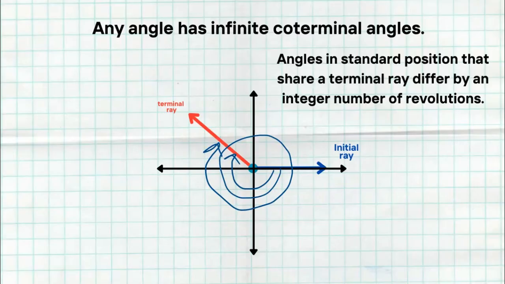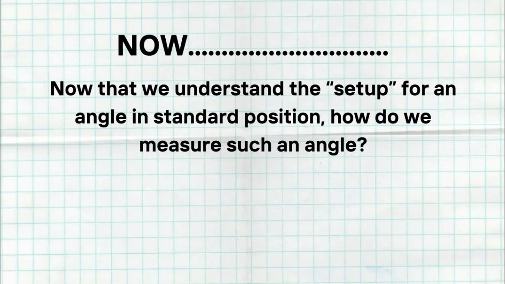All right, so now hopefully we have a good idea of the setup. We have an angle, vertex at the origin, initial ray on the positive x-axis, and our terminal ray ends wherever it wants to end. Then we have the angle that gets us there, and we could get a positive angle or a negative angle. We can go around and around, backwards, forwards, however we want to do it. Now that we understand the setup for an angle in standard position, how do we measure such an angle?